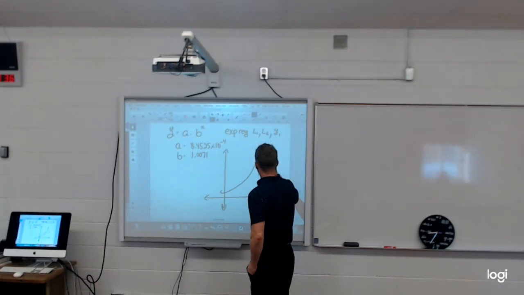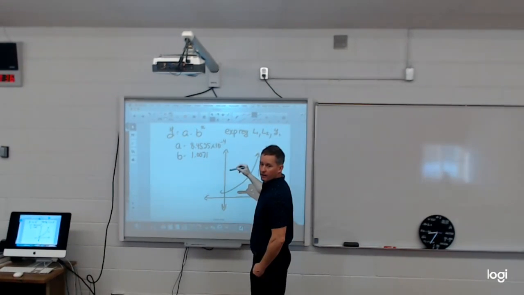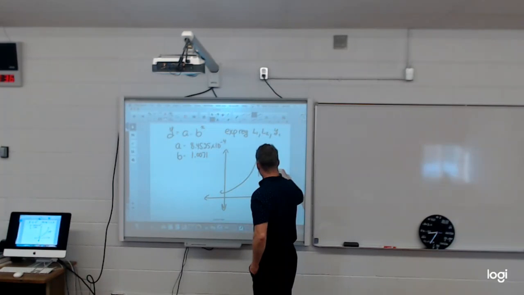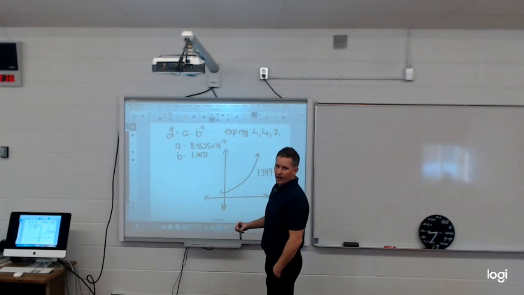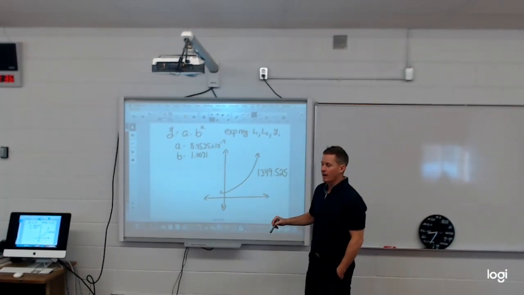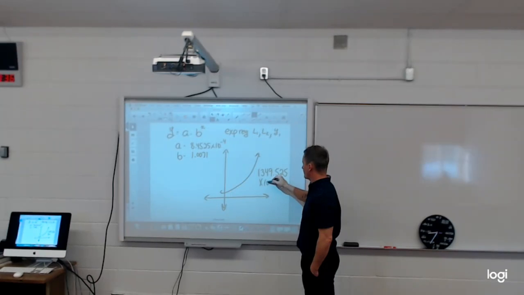1,349.525. 1,300. 49.52 or 53 or 525. 525, okay, good. Now, in theory, if I was answering that question, I'd also have to times that by 1,000, right?